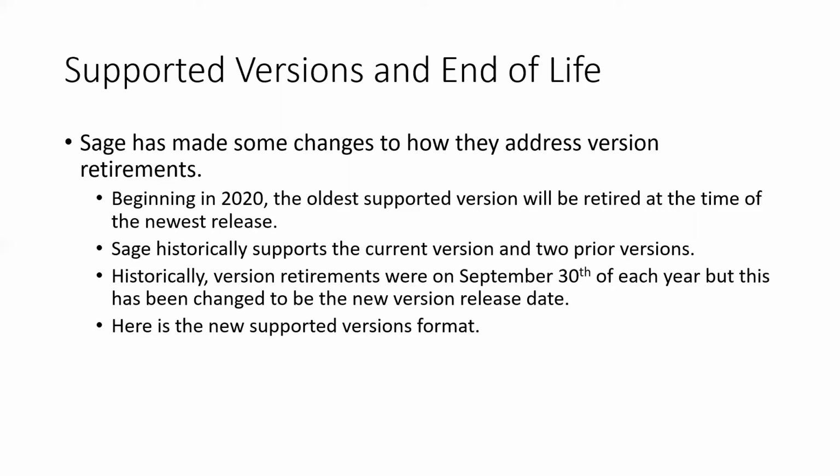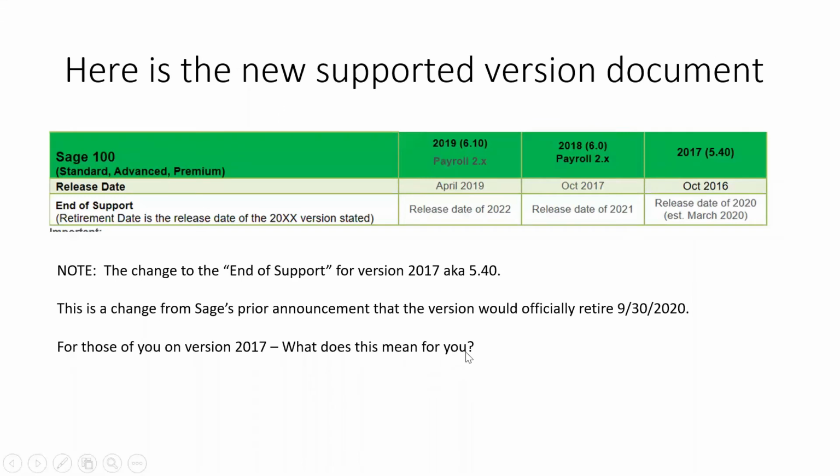And then also, historically, and this is still consistent, Sage supports the current version and 2 prior versions. They've had that philosophy for several years, and I don't see that changing anytime soon. I just mentioned that normally retirements were on September 30th of each year, but that has been changed. And then here's a look at the new supported versions.